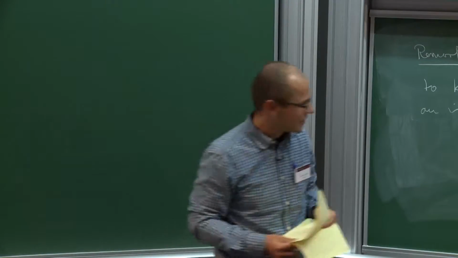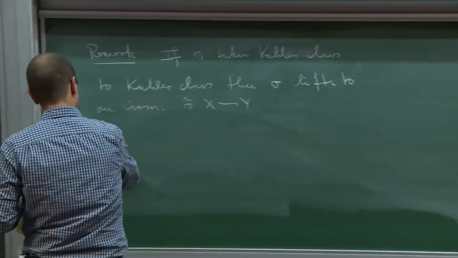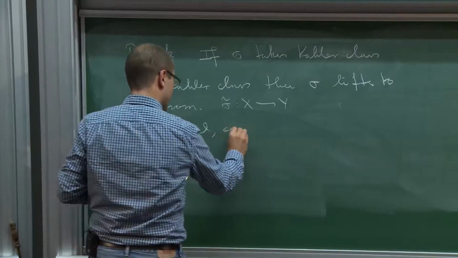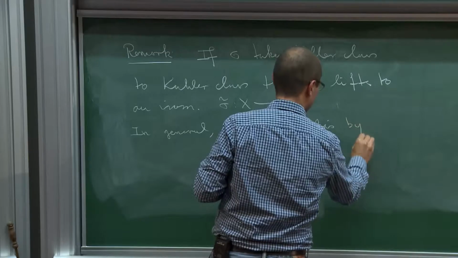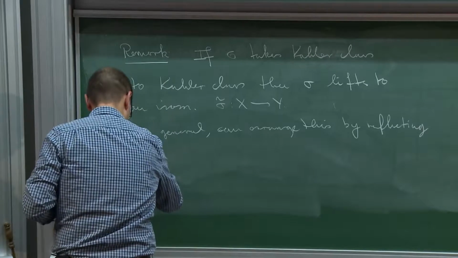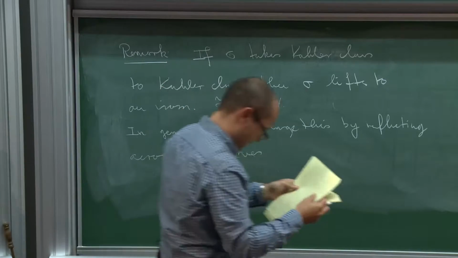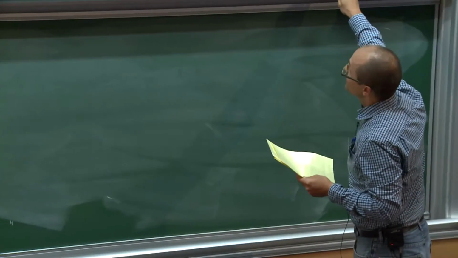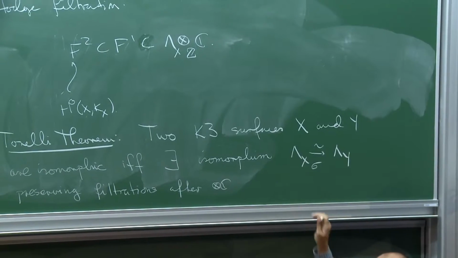So okay, in general, you can arrange this by reflecting across -2 curves. So this is a very classical story. And you see in the very formulation, it's not clear what you should do in positive characteristic because of this integral lattice, right?